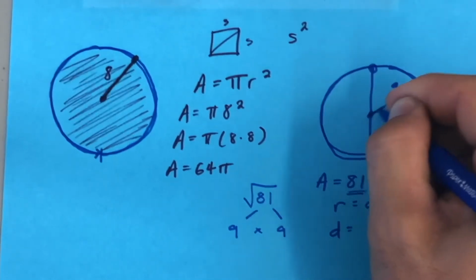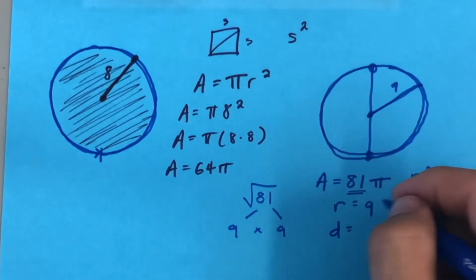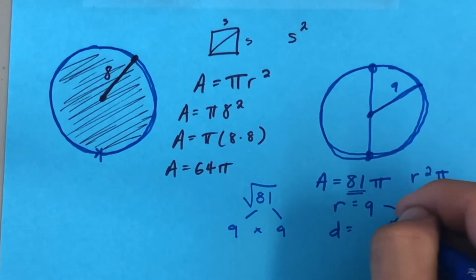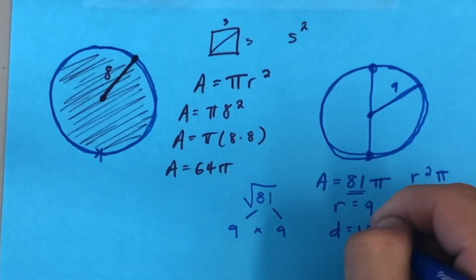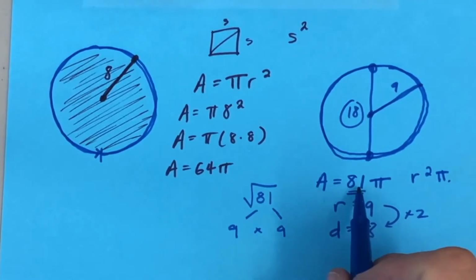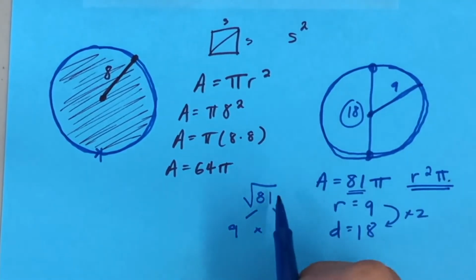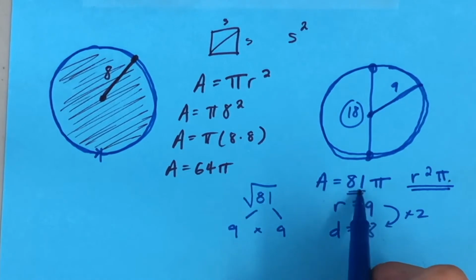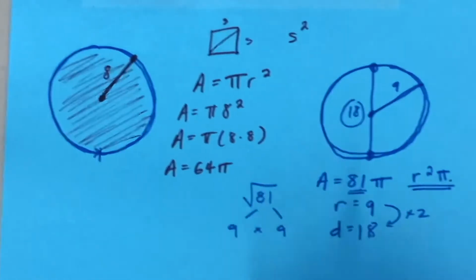And if I wanted my diameter, I could just multiply that by 2 and get a diameter of 18. So if they give me an area, I'm able to use this formula, take the square root of that area, and get the radius and the diameter.